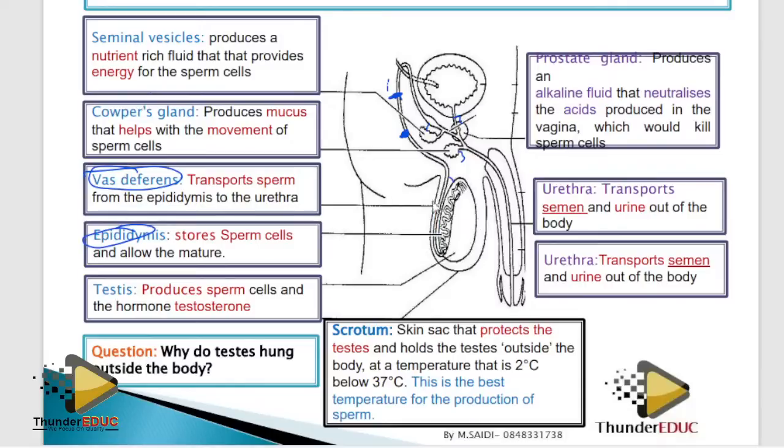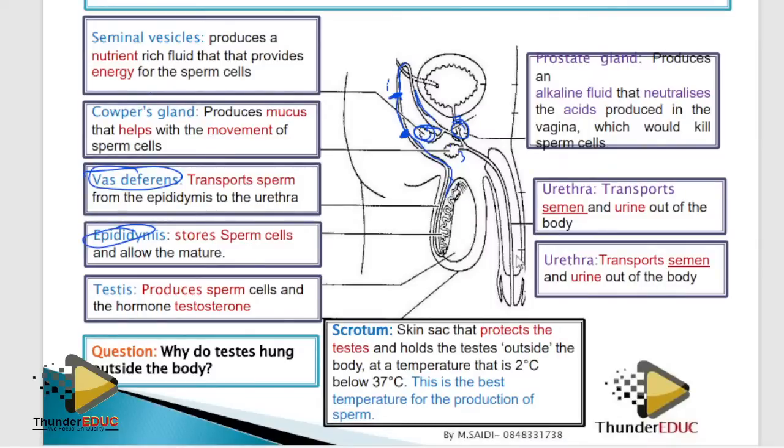Number 1, when you start from the testis, you see this tube. The first gland you find, ne? Yes, this first gland is called the seminal vesicle. So the seminal vesicle is the first. The second one is the prostate gland. The third one is Cowper's gland. You understand? So seminal vesicle, prostate gland, Cowper's gland.